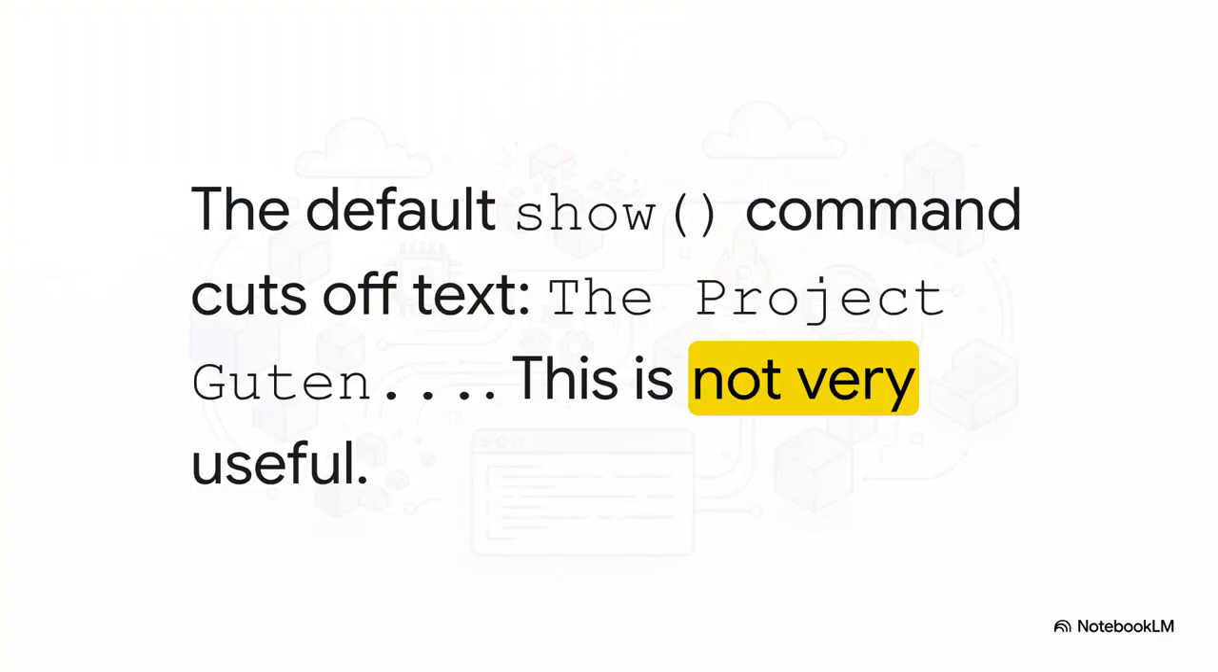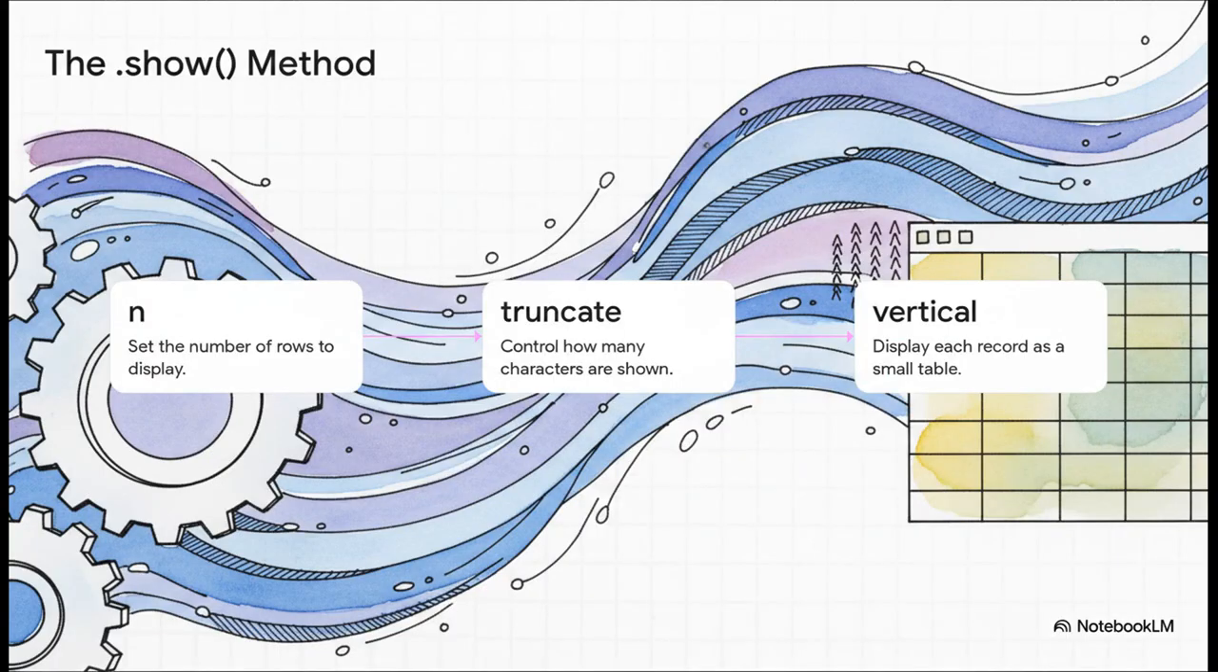I mean, look at this. We're trying to analyze a book, but all we can see are these frustrating little dots. Dot, dot, dot. How are you supposed to understand your data when you can't even read the first sentence? This is a classic first-time using PySpark problem, but the solution is so simple. The good news is the solution is built right in.